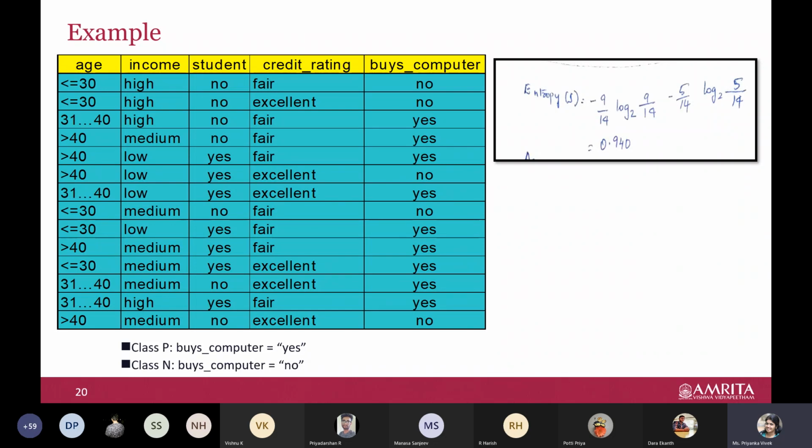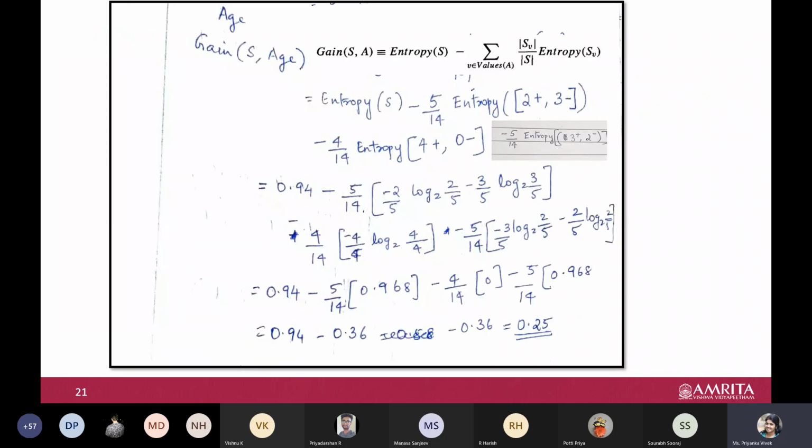So when we say which is our root node, we need to find the information gain. That means the first node to split. Which is the best node to split first? For that we need to find the information gain of all these 4 nodes, and whichever is high, we need to split based on that. Okay, so let us find the gain of age.